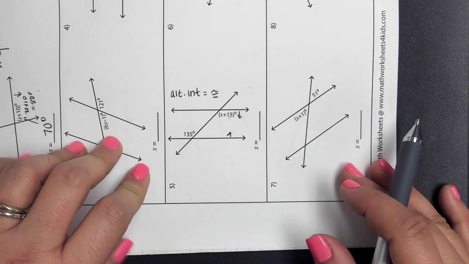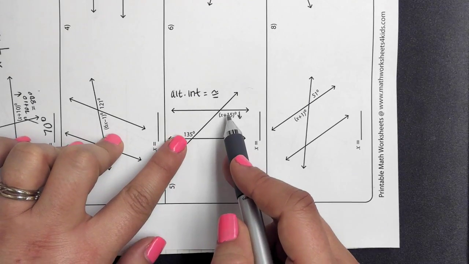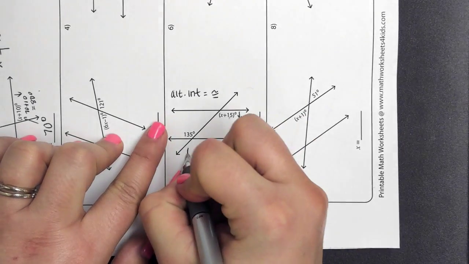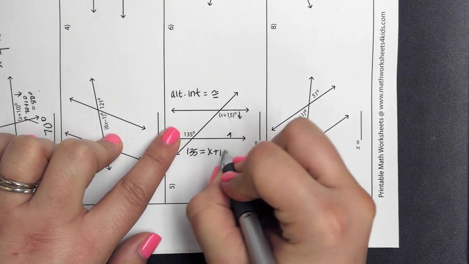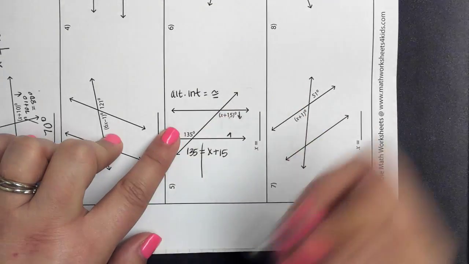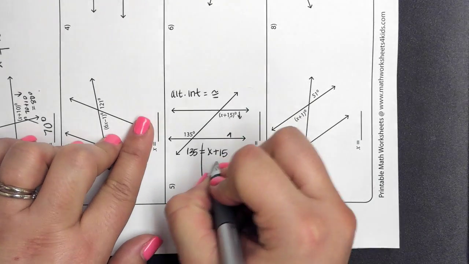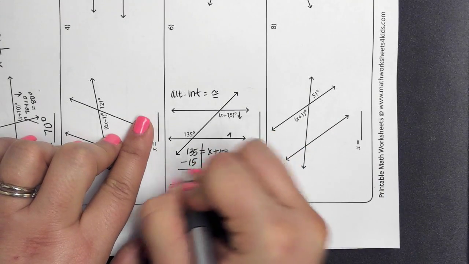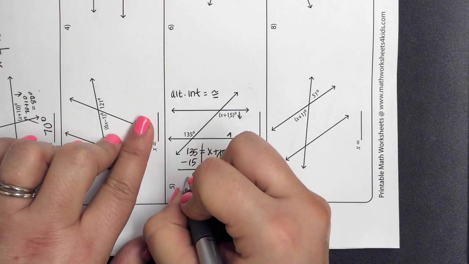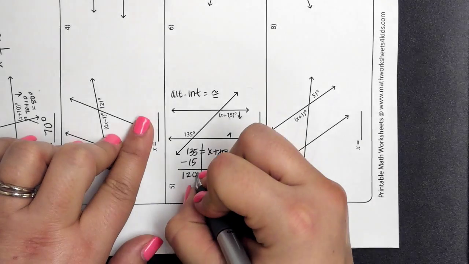When I have congruent angles, the equation I need to set up is one to where these two angles equal each other. So 135 equals x plus 15. Now I'm going to solve for x. I need to subtract 15 from both sides. Inverse operations. And I get x equals 120 degrees.